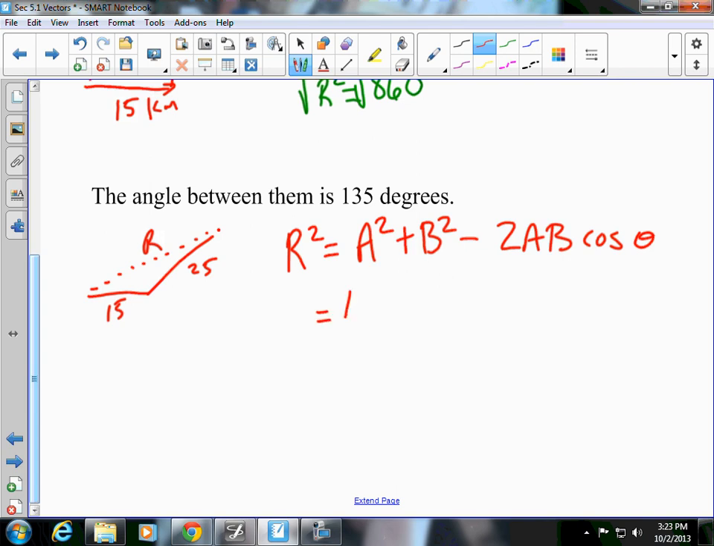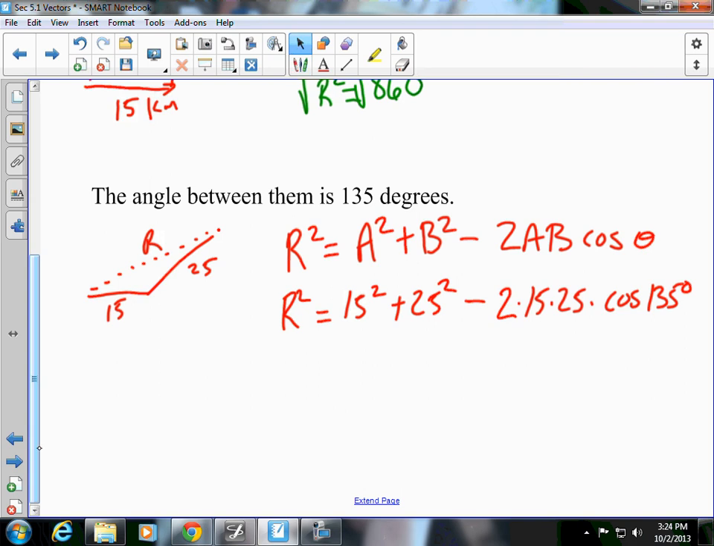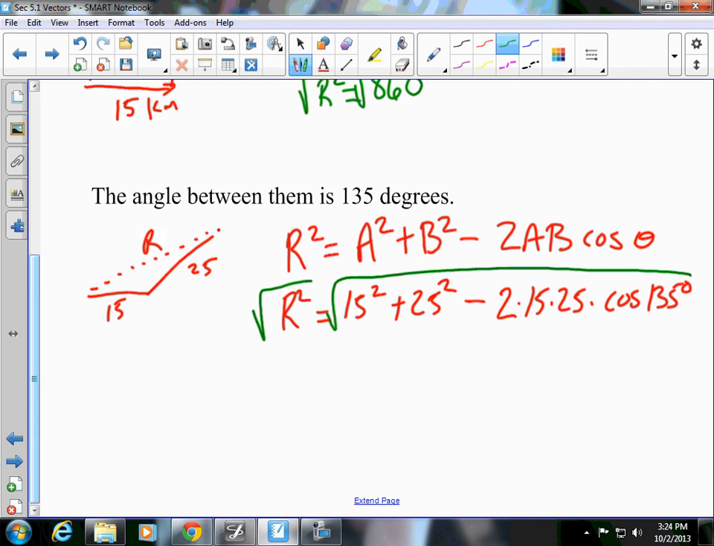We go ahead and plug that in. 15 squared plus 25 squared minus 2 times 15 times 25 times the cosine of 135 degrees. That is all equal to r squared. I could sit here and plug this into my calculator, and you can try if you want, but all I'm going to do is take the square root of both sides, the square root of this huge long number, and I end up figuring out that r, when we round to 2 sig figs, is 37 kilometers.